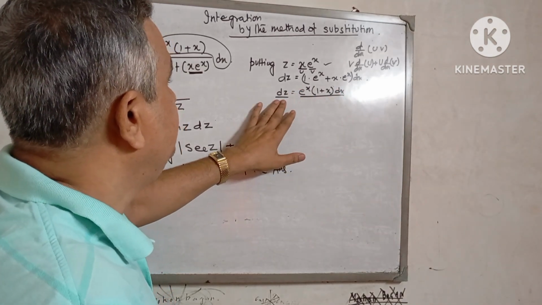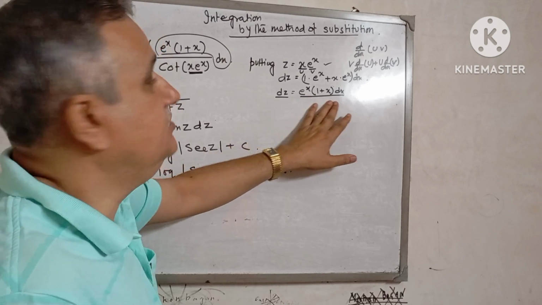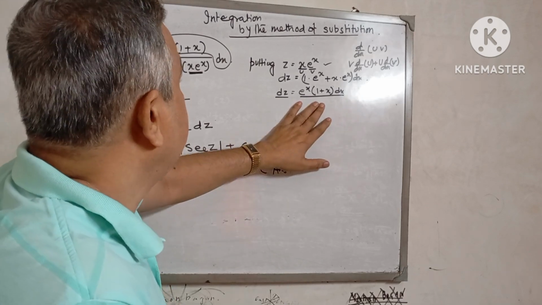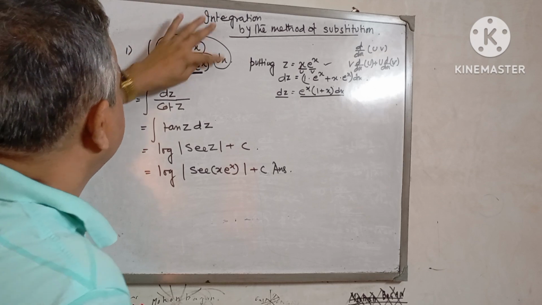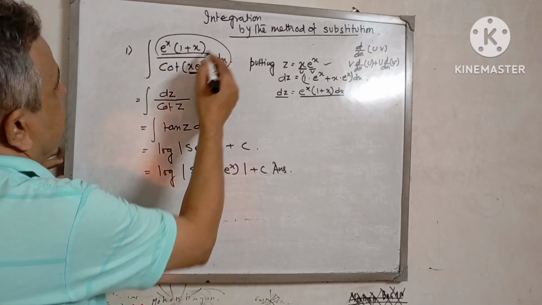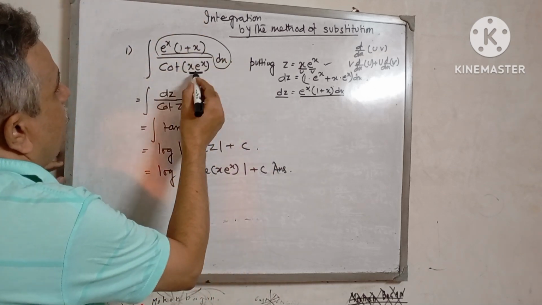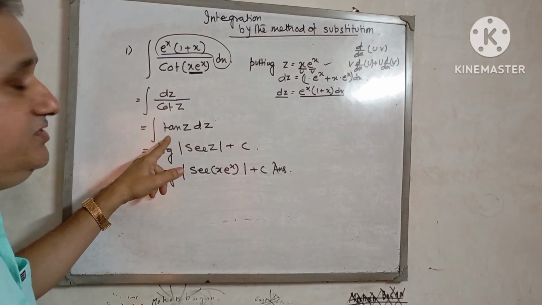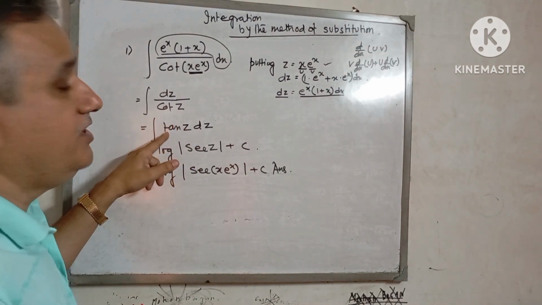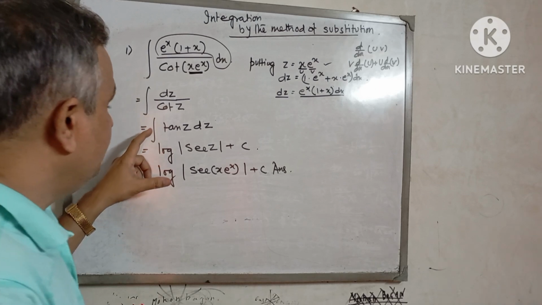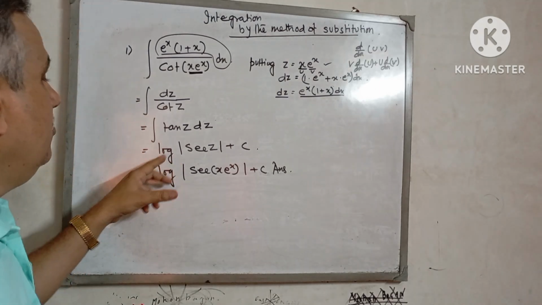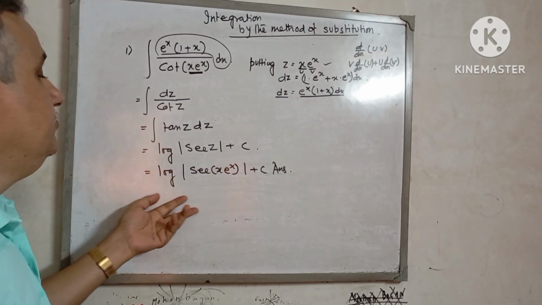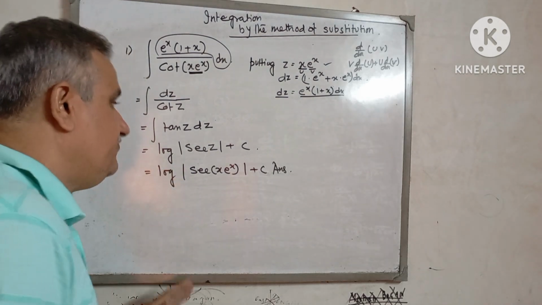So we become dz equal to e to the power x into 1 plus x dx. Now we substitute this value in this. e to the power x into 1 plus x dx is dz, and x e to the power x is z. Now cot z is equal to tan z dz, and we become into the standard form of integration. Now integrate, log sec z plus c, and putting the values. This is our first problem.